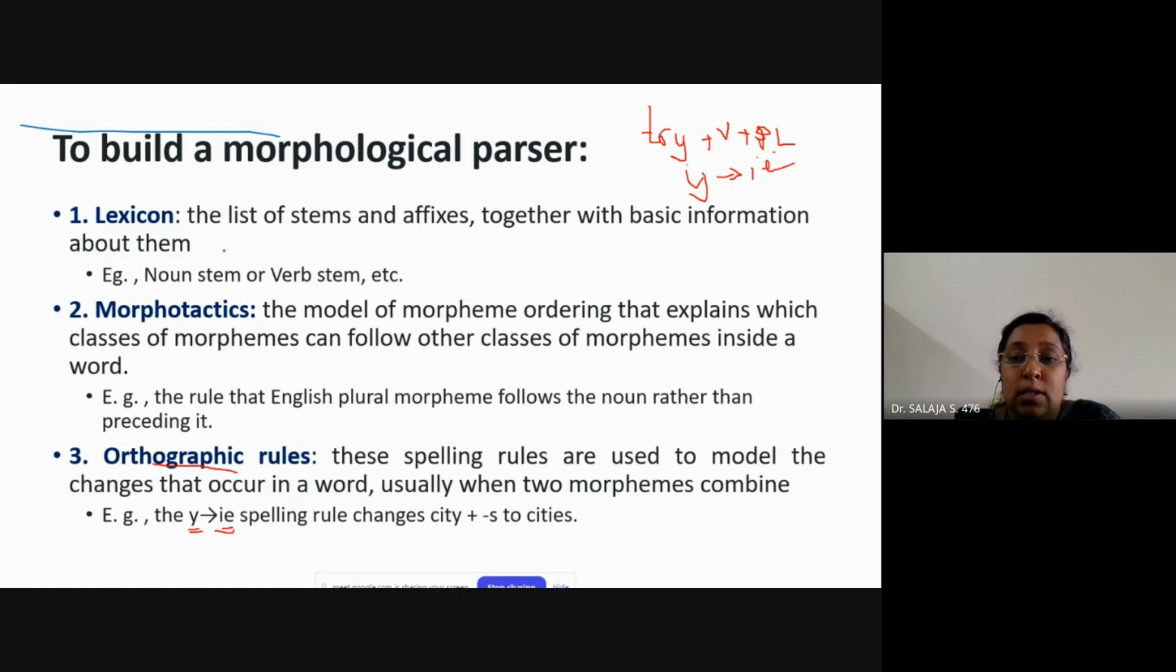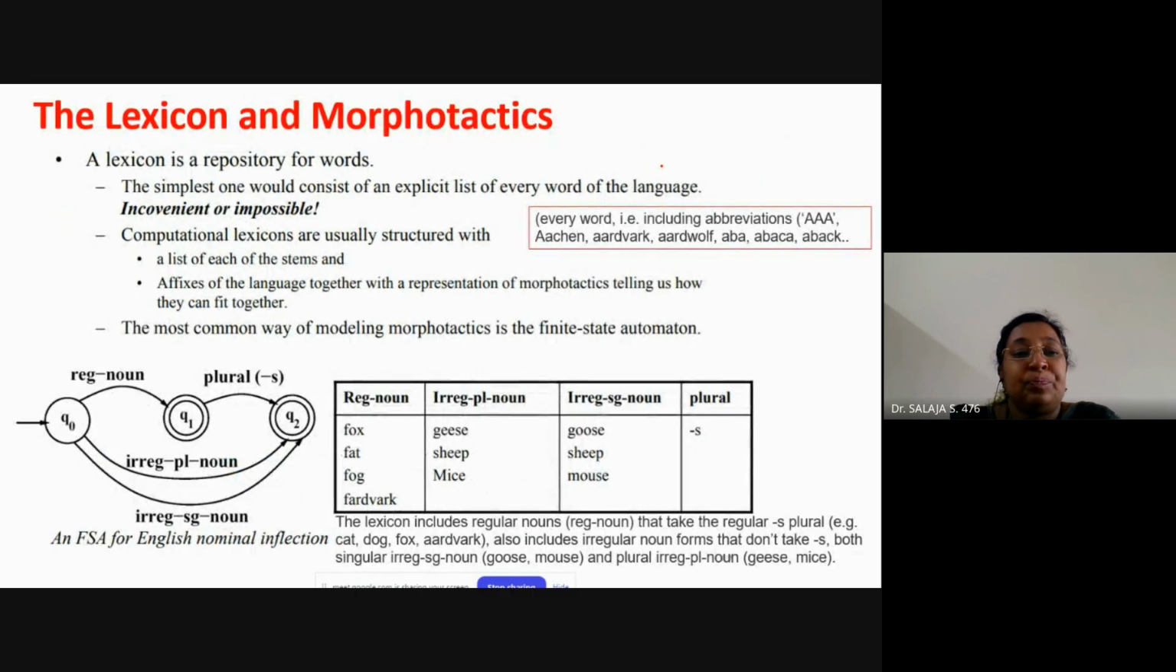So, in step number 5, I have encountered "try" and I find y is present. And in step number 6, it becomes "tri". So, that is how the substitution happens.